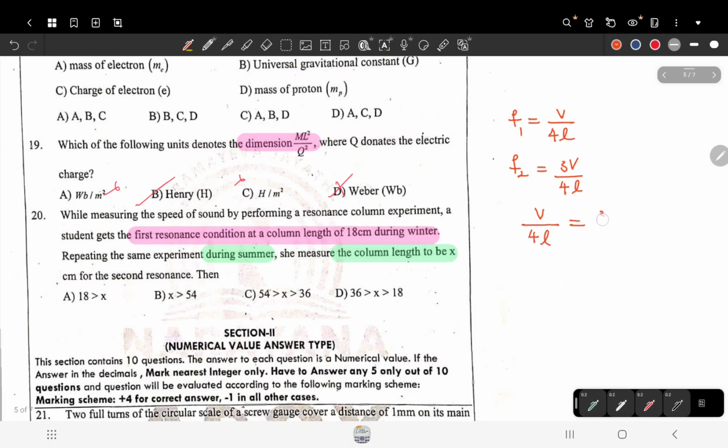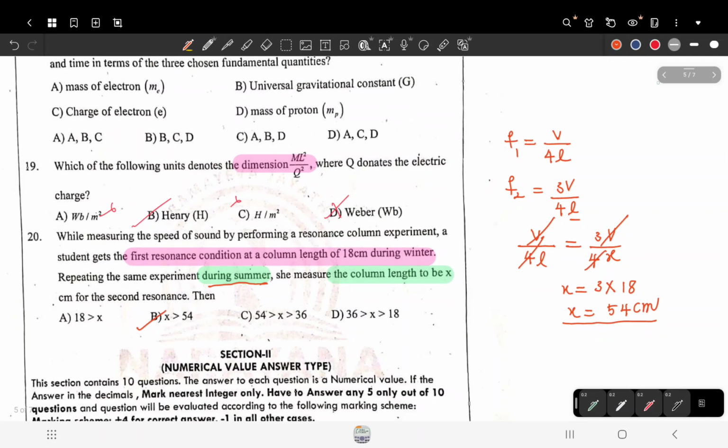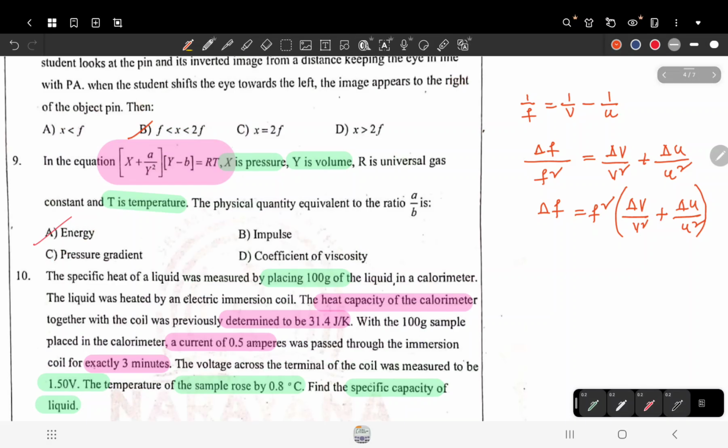V by 4 into L is equal to 3V by 4 into this L, which is given as X. Therefore, the V gets cancelled and the 4 also gets cancelled. Therefore, we have X is equal to 3 into the length given in the first resonance, 18. Therefore, X is equal to 54 centimeter. That has to come. So X has to come exactly 54, but due to the end correction, this might be somewhat greater than 54. Therefore, the answer is this one. That is, X should be greater than 54. That's the logic. Clear?